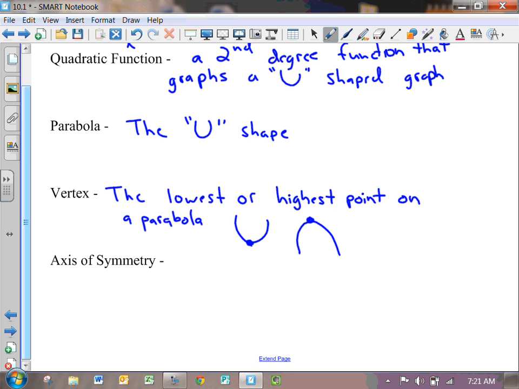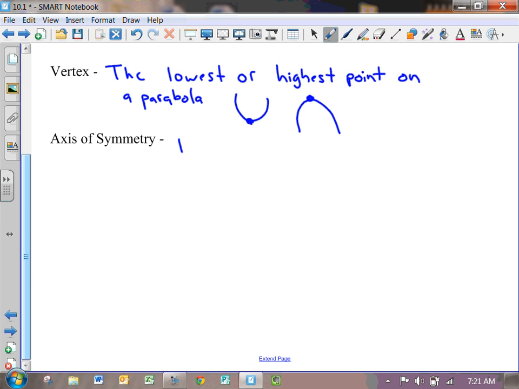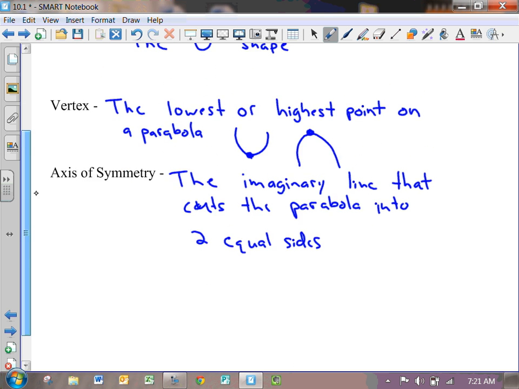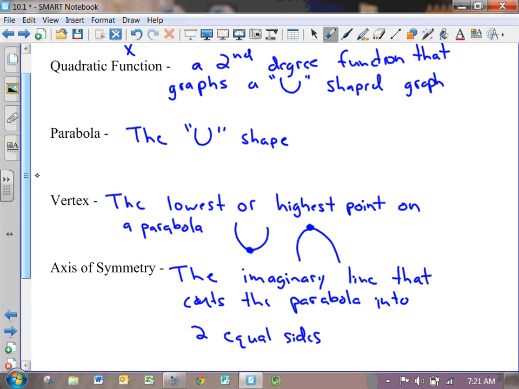All right, and axis of symmetry, the imaginary line that cuts the parabola into two equal sides. All right, so those are just kind of your definitions for this. If you need to finish writing, that's fine. Pause the video, take a second, finish writing.